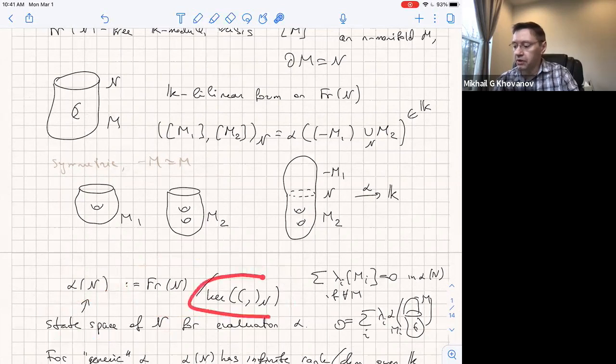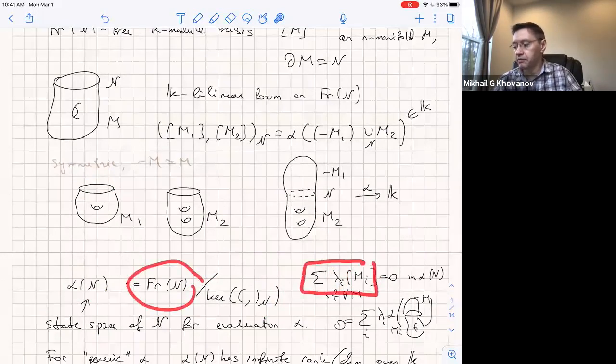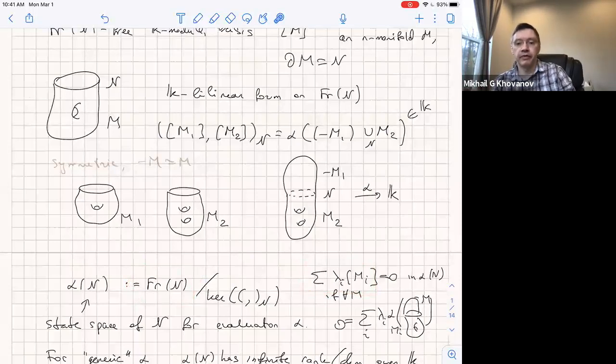So what does it mean to be in the kernel of this form? A vector in the space free of n is in the kernel. Let's denote this vector as a sum of symbols mi's with boundary n times some coefficients lambda i's in the ground field. It's a finite combination of manifolds mi with boundary n with coefficients in the ground field K. So the sum belongs to the kernel, or the sum is 0 in the state space, if the following holds.